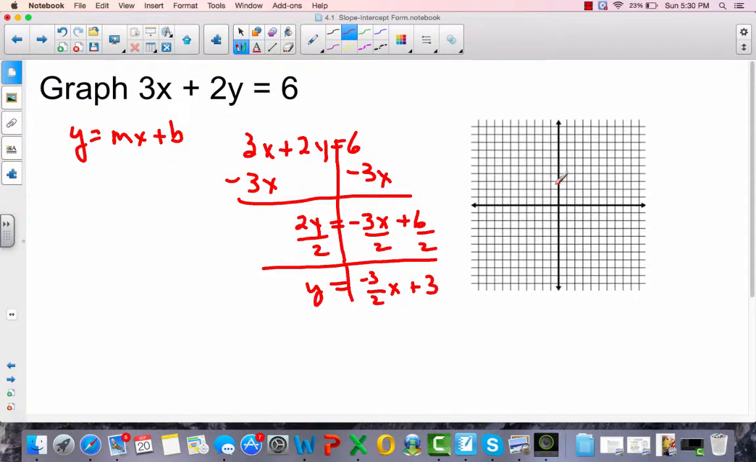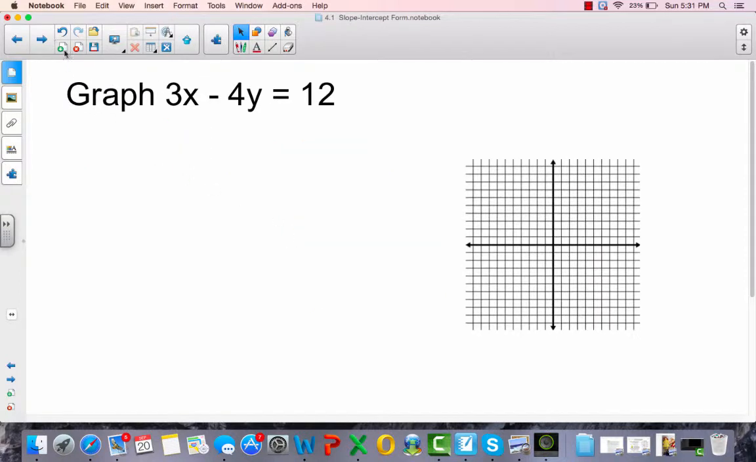Negative 3 means that we go down 3. 1, 2, 3. And the 2 means we go right 2. 1, 2. There we go. All right. And then we draw our line. So you see we had to change that into slope-intercept form before we did our graphing. So pause the video, do this next one, and then get back with me.